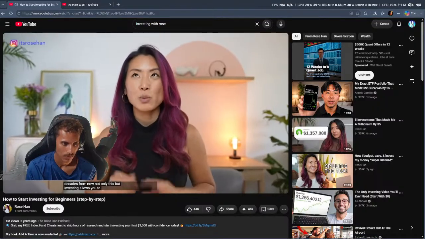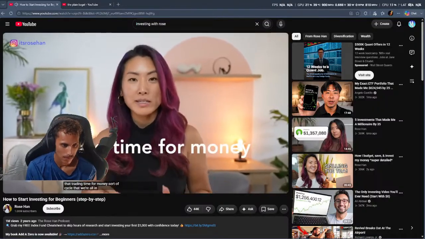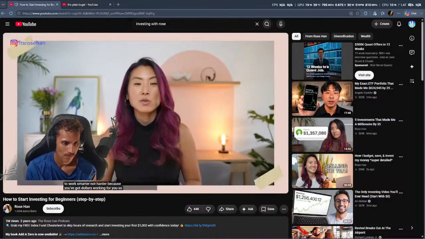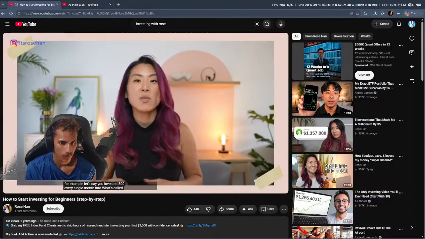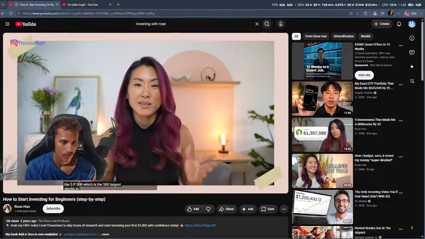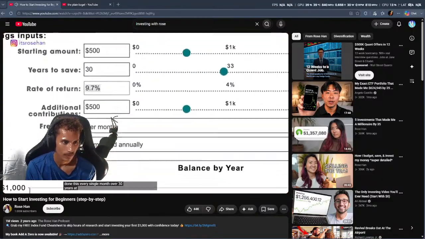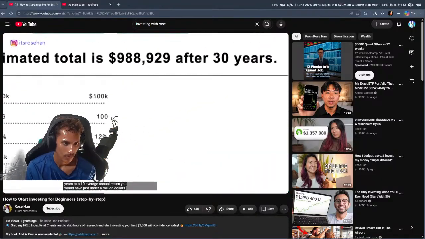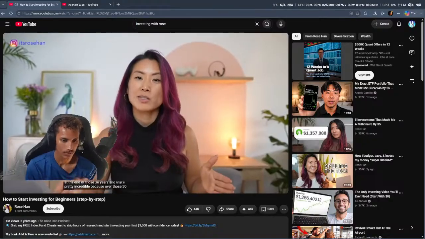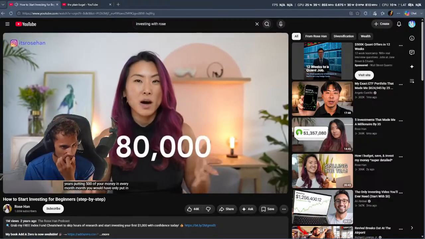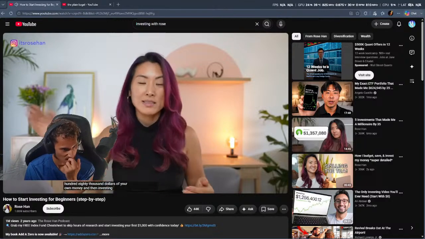Not only this, but investing allows you to break out of that trading time for money cycle that we're all in. It enables you to work smarter, not harder, because you've got dollars working for you. So for example, let's say you invested $500 every single month into what's called the S&P 500, which is the 500 largest stocks in the United States. If you had done this every single month over 30 years at a 10% average annual return, you would have just under $1 million at the end of those 30 years. And that's pretty incredible, because over those 30 years, putting $500 of your money in every month, you would have only put in $180,000 of your own money, and then investing did the rest for you to get you to $1 million.